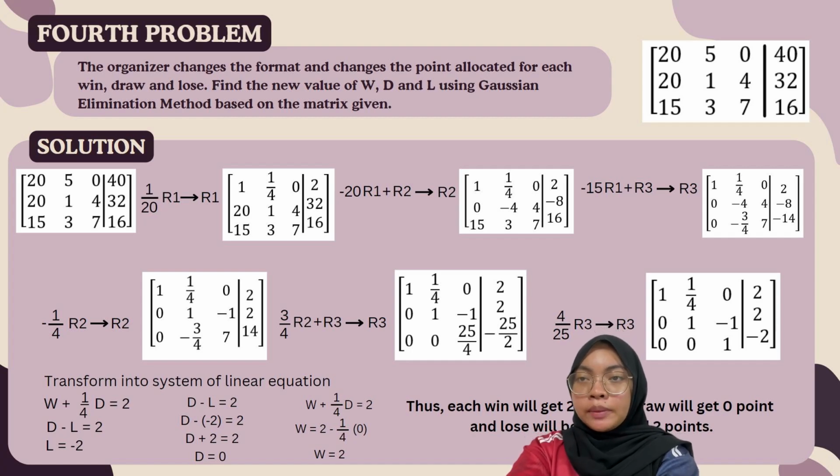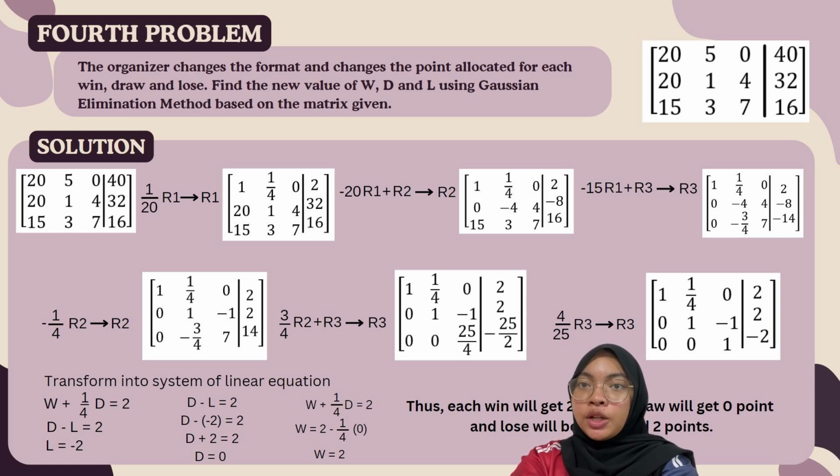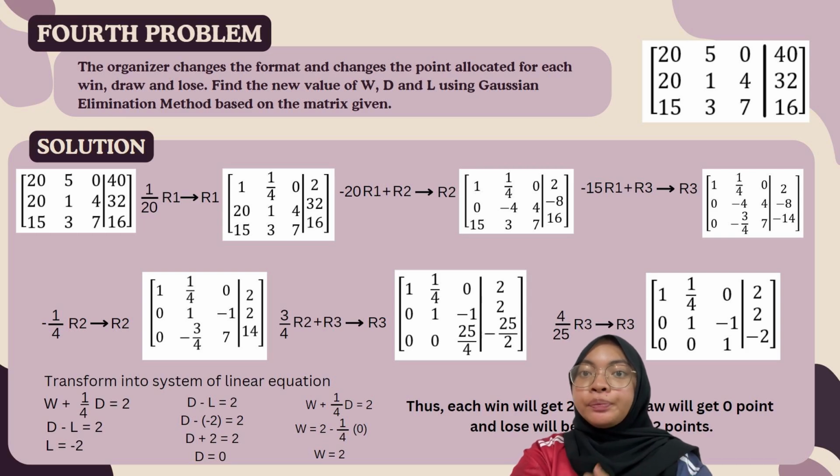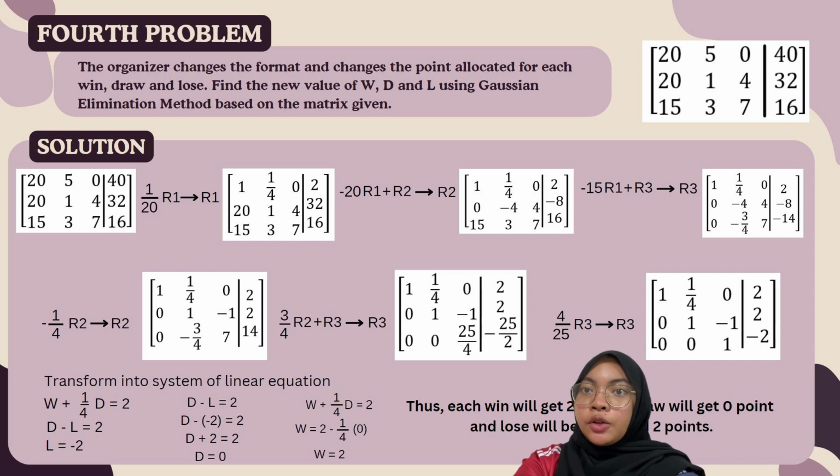Lastly, the fourth problem is that the organizer changed the format and changed the points allocated for each win, draw and lose. Find the new values of W, D and L using the Gaussian elimination method based on the matrix given. As stated in the question, we need to use the Gaussian elimination method. Since we only use REF, we just need to solve it until all the entries below the leading one are 0. To find the leading one in the first row, we need to do 1 over 20 multiplied with row 1 to get for row 1: 1 over 4, 0 and 2.